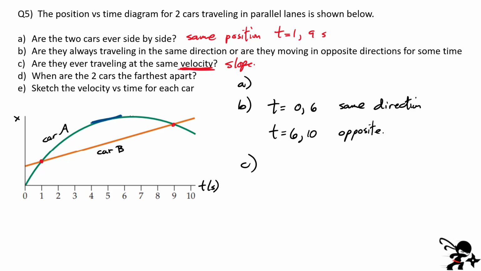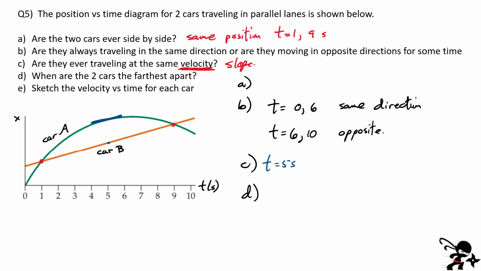If I draw a tangent to the curve, it's probably similar to car B. So I'd say right at about t equals 5 seconds, the velocity of car A is roughly that of car B right here, right? We have the same slope value. All right, how about D?